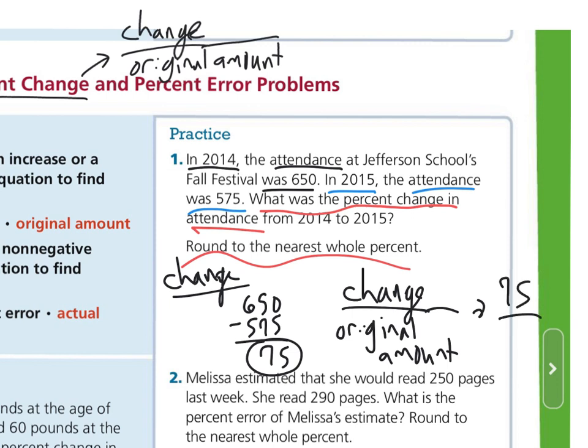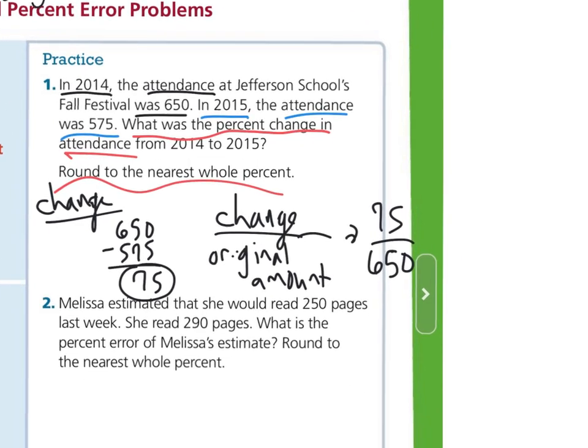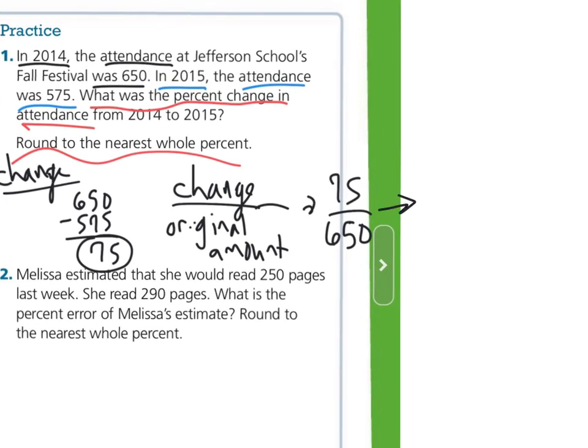Our original amount is what happened first. So that was in 2014. The attendance was 650. So 650 is our original amount. And we can just divide that out. So when we divide that out, we get 0.115384615, and the numbers probably keep going. It's just rounding it off there.